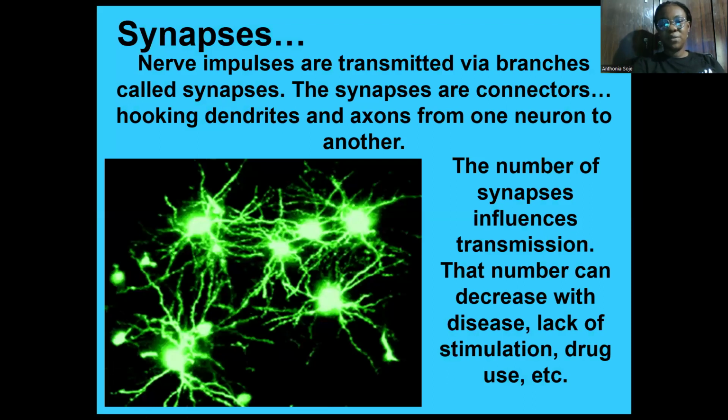Nerve impulses are transmitted via junctions called synapses. Synapses, they're like connectors. They will hook dendrites and other axons from one neuron to the other. These synapses will be somewhere in between here because they are connectors and they are hooking dendrites and other axons from one neuron to the other. And the number of synapses will ultimately influence transmission because it's from one synaptic junction to another one. So especially when you have multiple synaptic ends, it will influence transmission.